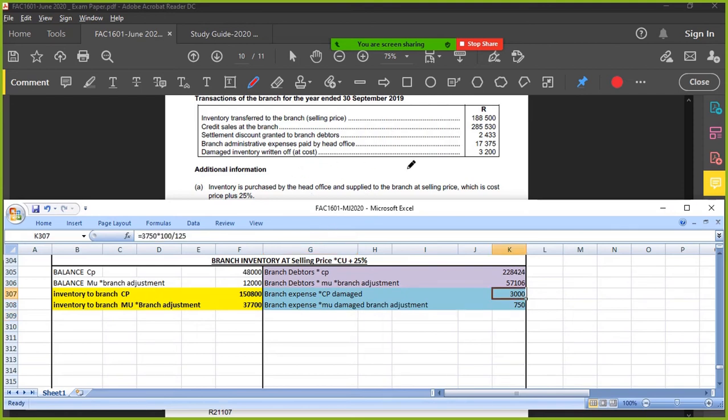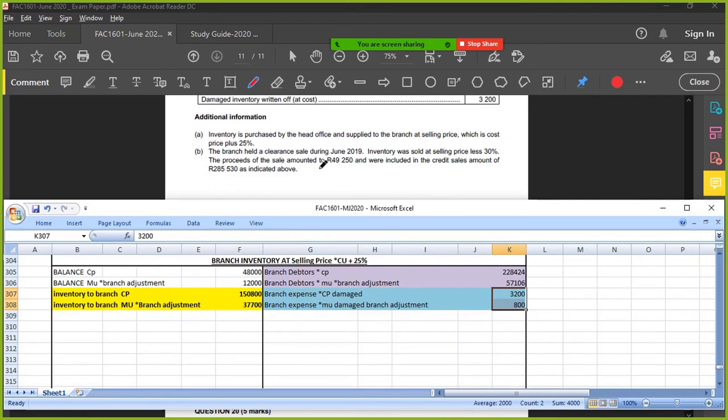What is this? This was at cost. If it's at cost, then that needs to go here, and then times the 25%. That's a bit different. There they gave you something else in this question. A we looked at. B we need to look at.